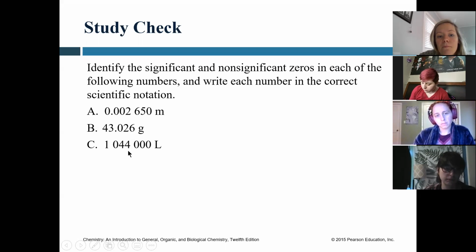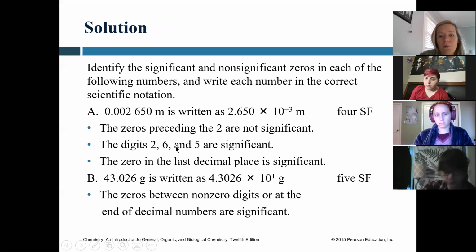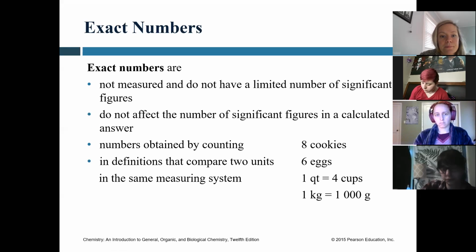This one down here, there's some ambiguity. We know the 1 is significant. We know the 4 and the 4 are significant. And then this 0 sitting in the center is significant. These zeros, we don't know if they're significant or not. From the way it's written, we can't decide. So we're going to say 1, 2, 3, 4, 4 significant figures here. These guys are telling us about precision. This is just telling us how big or small the number is. And you can write them in scientific notation.